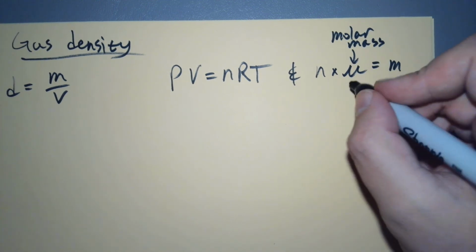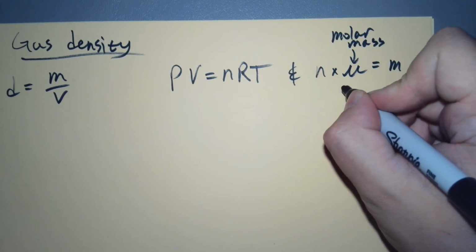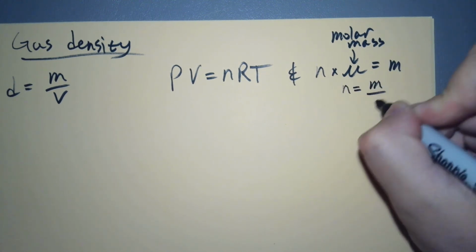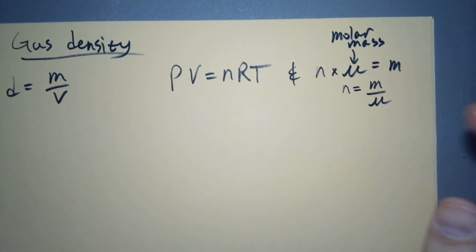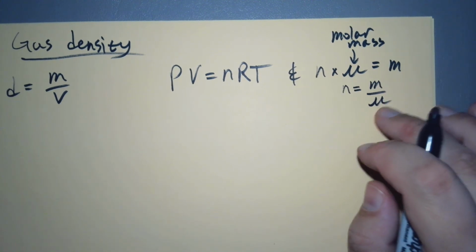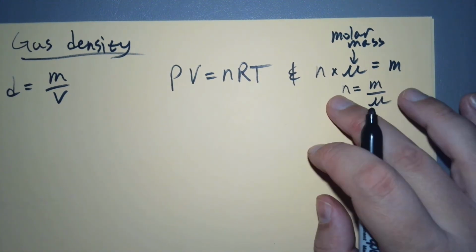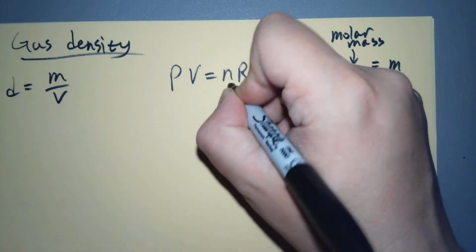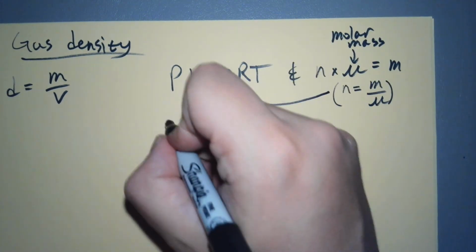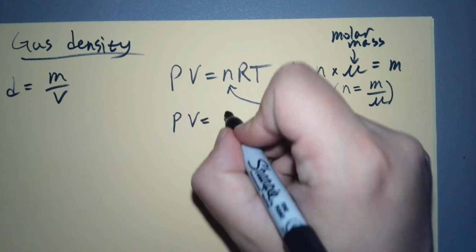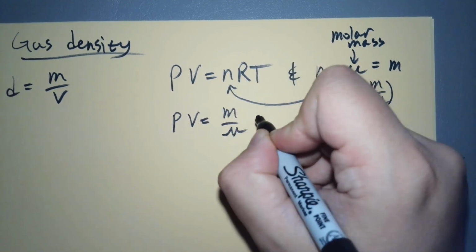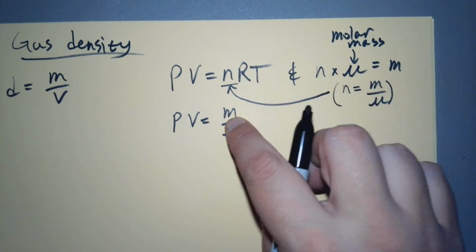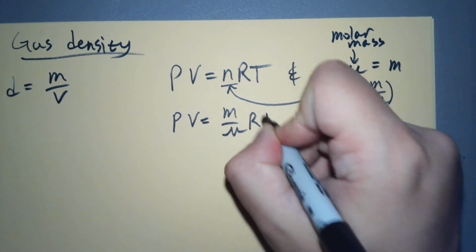Alright, so we can rearrange this and we can get n equals m over mu. Again, a calculation you've done a bunch. So this is just taking molar mass and flipping it basically, and that gets you number of moles. We're going to substitute in here. So we get PV equals m over mu, because we're just subbing for n here. So if n equals m over mu, we can do that, times RT.